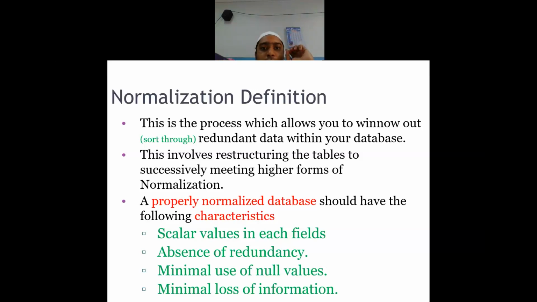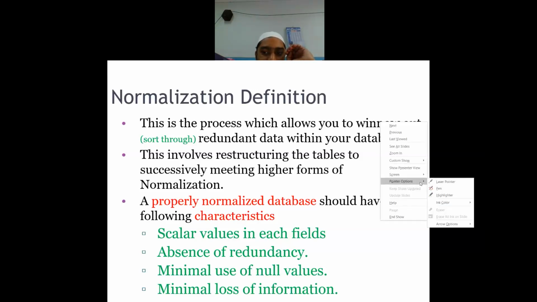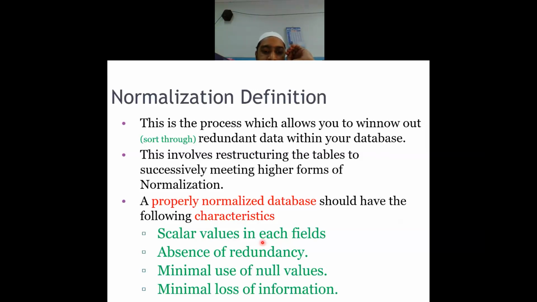So whenever we want to decide whether to normalize the table or not, we have to consider these four characteristics. The first one: all the cells should have scalar values. Second, it should not have any redundancy in them. Third, there should be minimal null values.